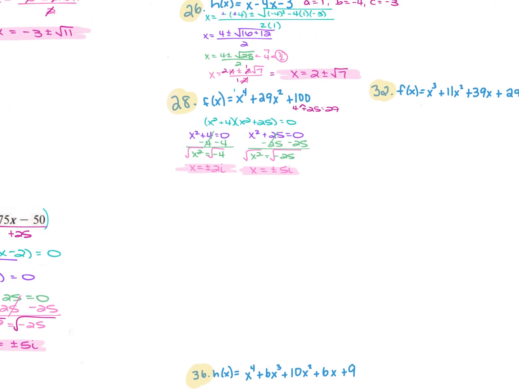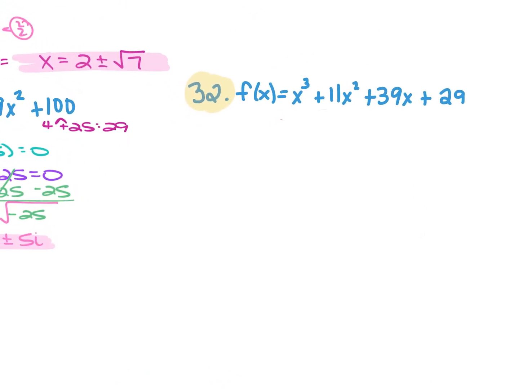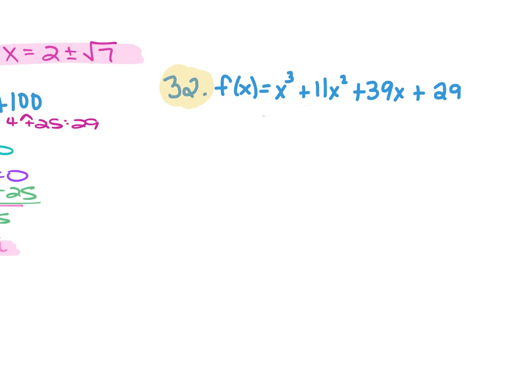For 32, we have f of x is equal to x cubed plus 11x squared plus 39x plus 29. We have 4 terms on that right side of that equal sign. However, you cannot factor them by grouping. The reason why is because between the 39x and the 29, your greatest common factor is only 1. If you factor out a 1, it does not change the 39x nor the 29. If you factored out the greatest common factor between the x cubed and the 11x squared, you'd be left with x plus 11. And x plus 11 is not the same thing as 39x plus 29.